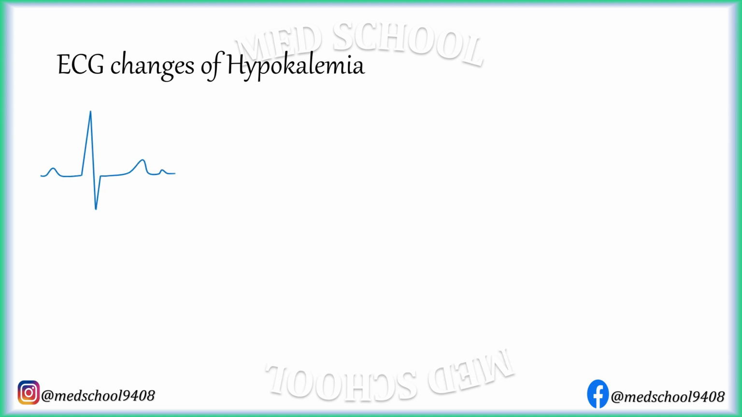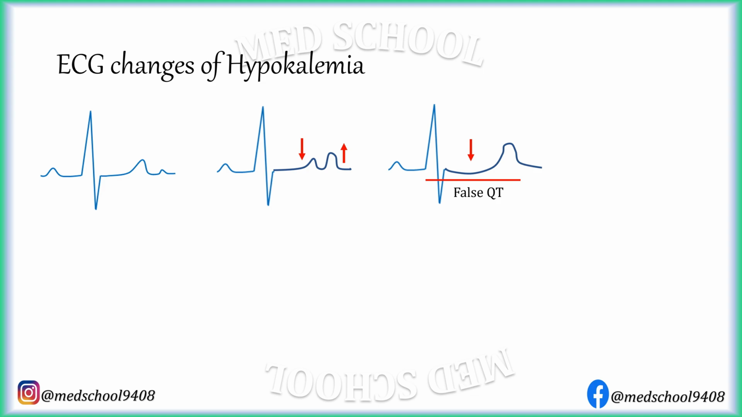This is normal ECG complex when serum potassium level is between 3.5 to 5.5 milliequivalent per liter. As potassium level drops, T wave amplitude begins to diminish and U wave amplitude increases. With further fall in serum potassium level, ST segment gets depressed, T wave may disappear and U wave becomes prominent. This prominent U wave can be confused for T wave. In such cases, QT interval will falsely appear prolonged.